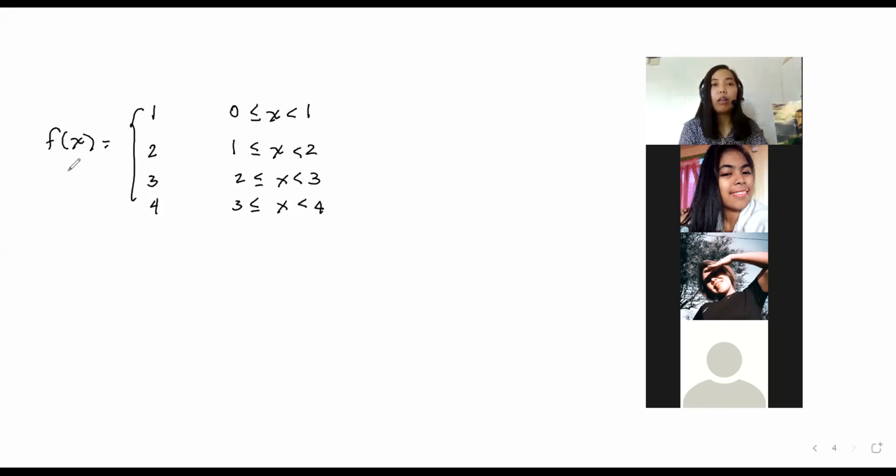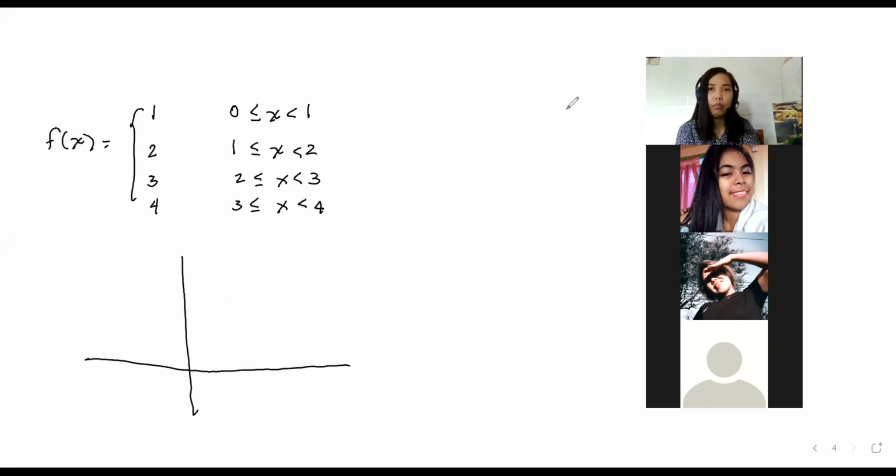Kasi pag ginrap natin to class, f of x is equal to 1 if x is between 0 and 1. F of x is 2 if x is between 1 and 2. F of x is 3 if x is between 2 and 3. F of x is equal to 4 if x is between 3 and 4. So when we graph it, nasa first quadrant lang naman siya. Ito yung sa taas nung kaninang graph, nung sa module.